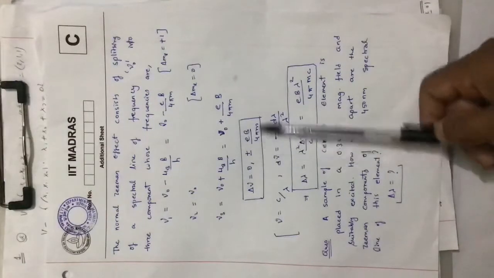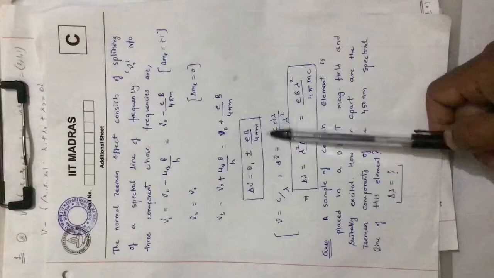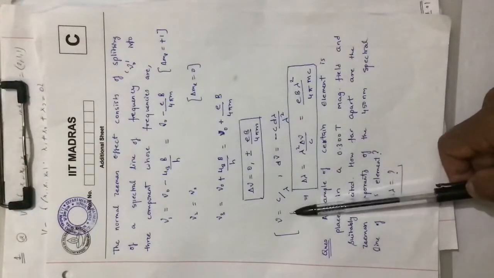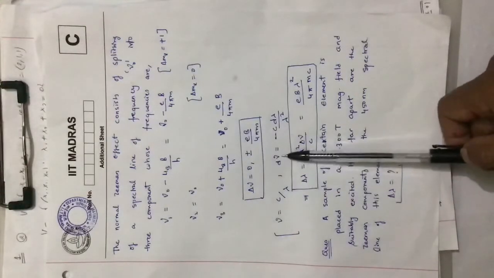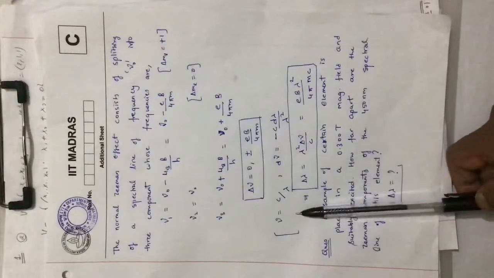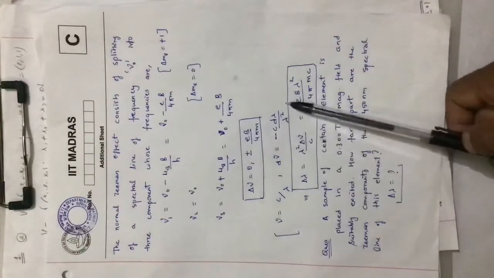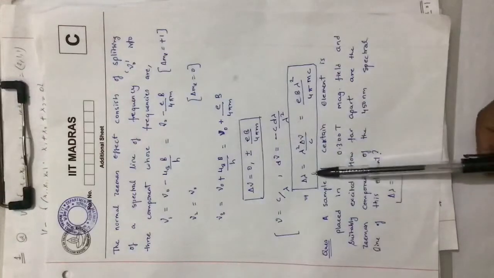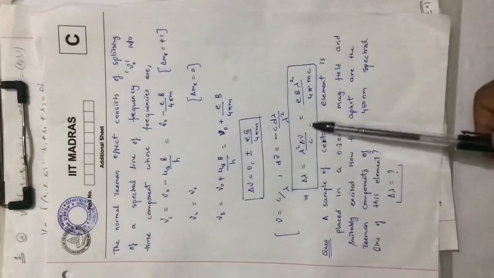Okay, so we already know the relation between wavelength and frequency: mu is equal to c by lambda. So for looking for the change in this, I will apply differentiation, and this is equal to this much. Okay, in terms of wavelength, now this will be the result I will get.